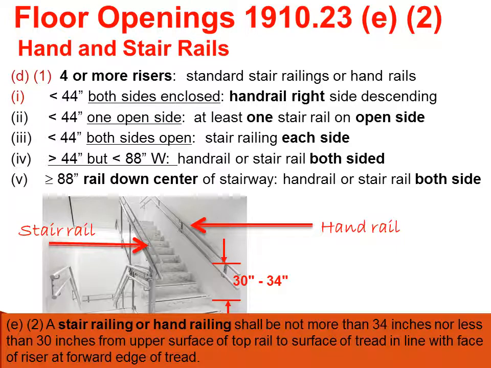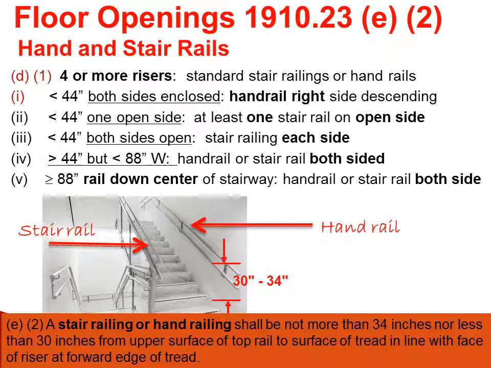Floor openings on stairs. A handrail is on the wall side of a stair, where a stair rail is on the open side of a stair. And there are some requirements based on whether both sides are open on a stairway or one side is open on a stairway. So if both sides are enclosed, you need a handrail on the right side or the descending side. If one side is open, you need at least one stair rail, that's on the open side. If both sides are open, then of course you need a stair rail on both sides.